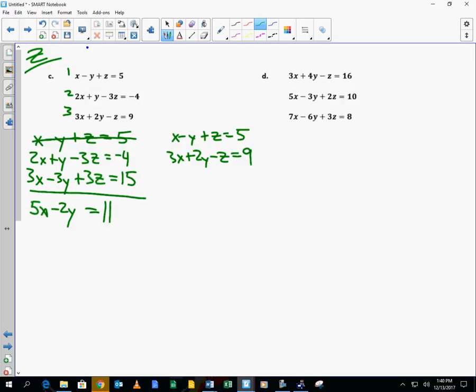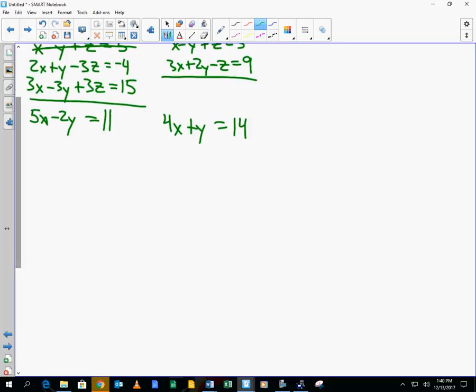Now, I need to get rid of the z's for the next one. Can I just add them together? Good choice, Natalie. I get 4x plus y is equal to 14. The whole reason why we chose 2 and 2 was so that we could get rid of the z and come up with a nice system of 2 that we know how to solve. Did we not just do this on the previous page? Yeah, we sure did. How would you like to solve that?